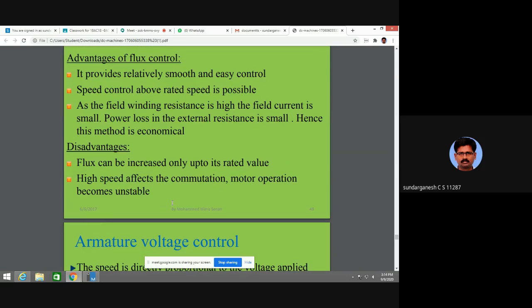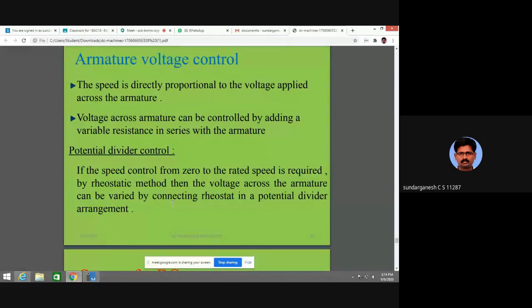Armature voltage control is another method. Here, the speed is directly proportional to the back EMF, the voltage across the armature. The voltage across the armature can be controlled by a variable resistance in series with the armature. Then we are varying the resistors.